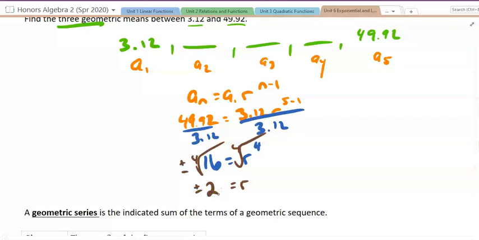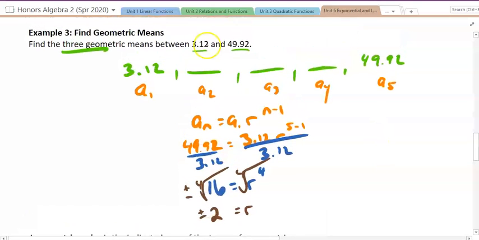And watch what happens. So to get this a sub 2, I can multiply by positive 2, right? And I would get 6.24. But I could also multiply by negative 2. And so it means that this would be positive or negative, right? I would then multiply that number again by positive 2. And that would give me 12.48. But if I deal with the negative every time, now we can't switch between positives and negatives every time and be like, I'm going to multiply by positive 2 this time and negative 2 next time. If I think about one sequence, I got to keep my r the same for the entire sequence.